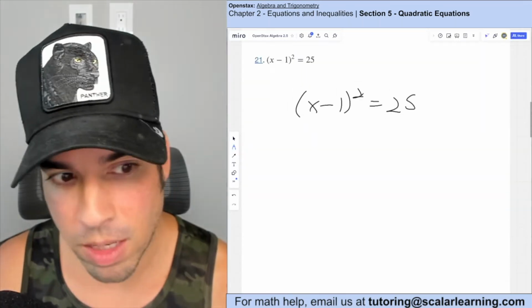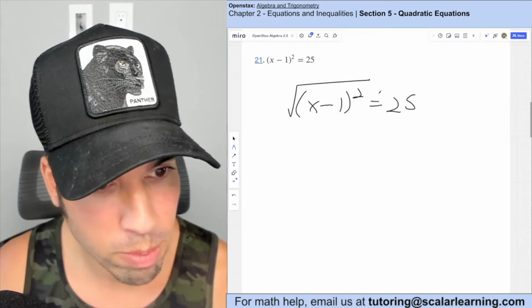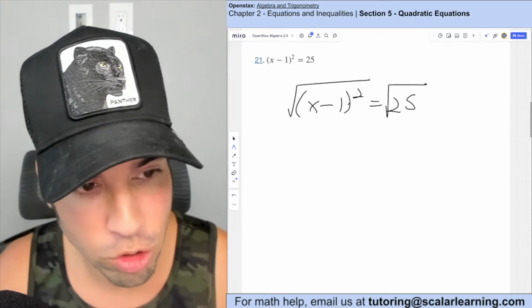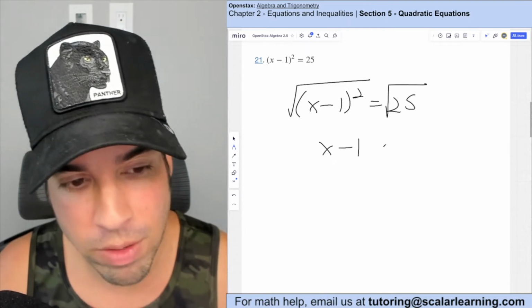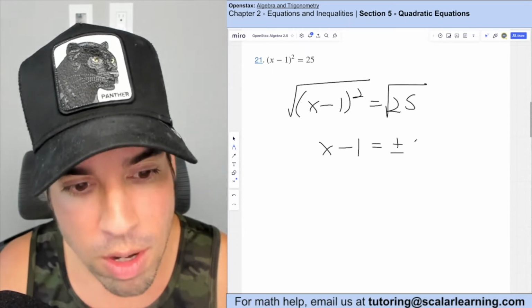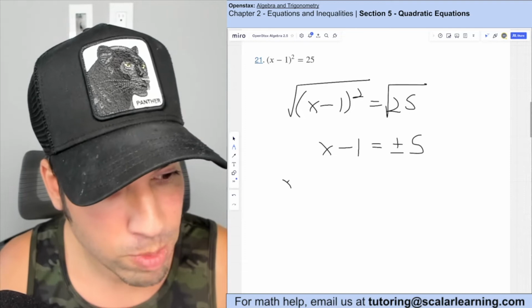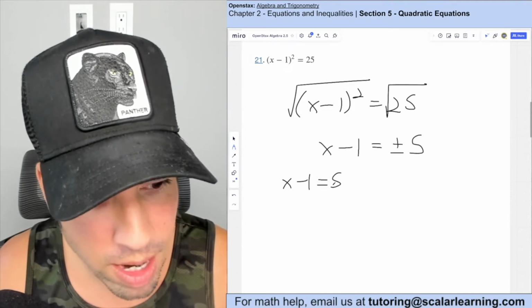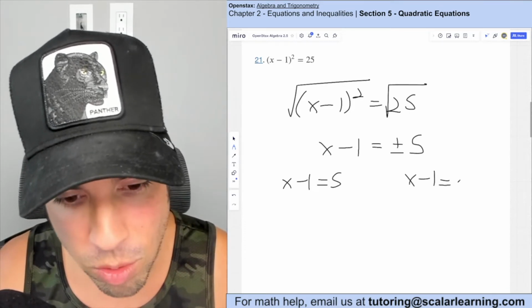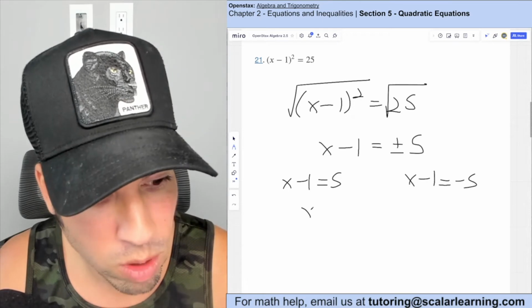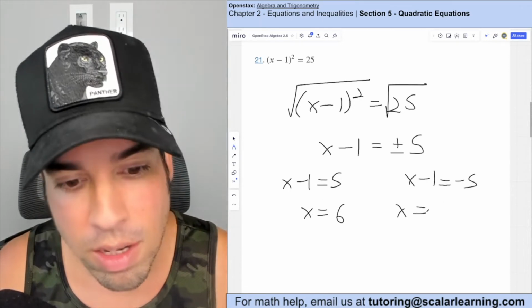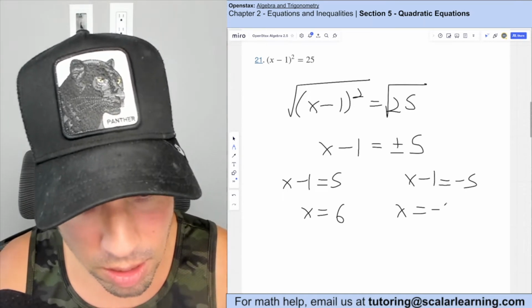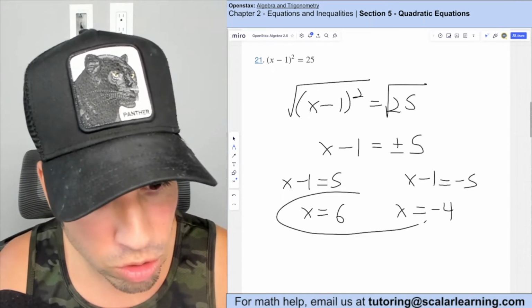So in this case, I've got a square and a square. I'm going to square root both sides. The square root of x minus 1 squared is x minus 1. The square root of 25 is plus or minus 5. So that gives me 2 equations: x minus 1 equals 5, and x minus 1 equals -5. Then I'm going to add 1 to both sides, and I get 6. Add 1 to both sides, and -5 plus 1 is -4. Those are my 2 solutions.